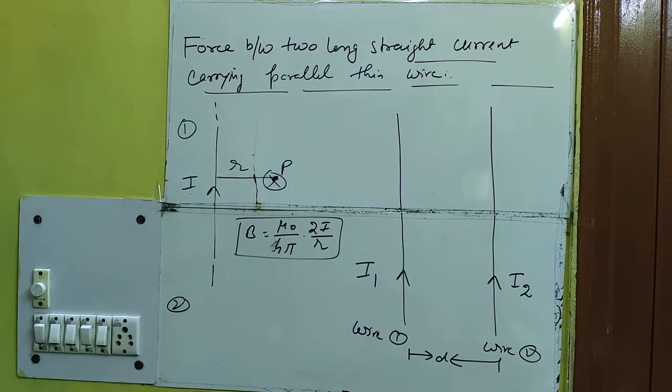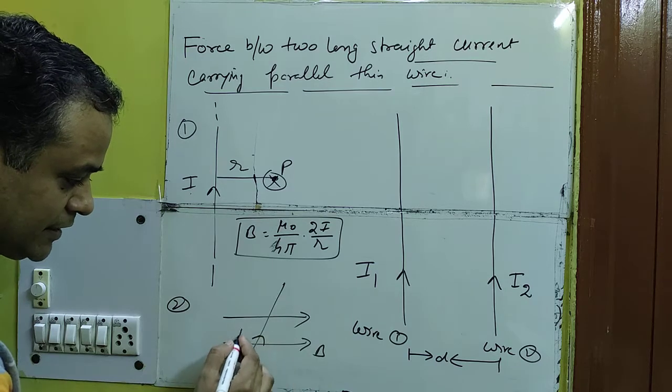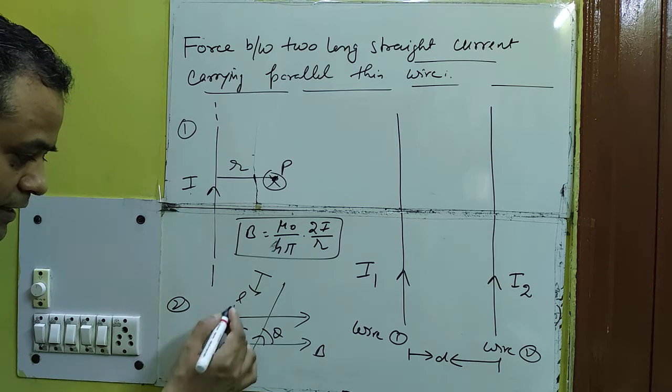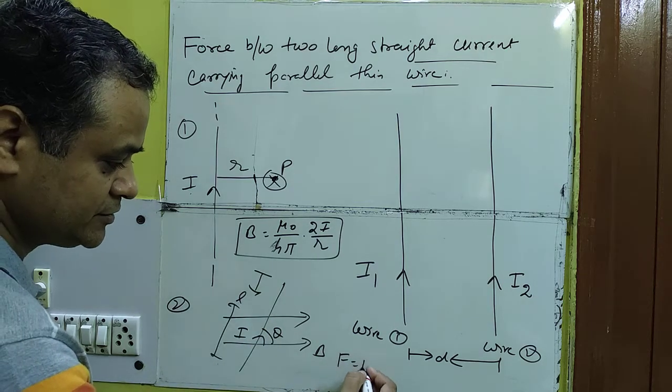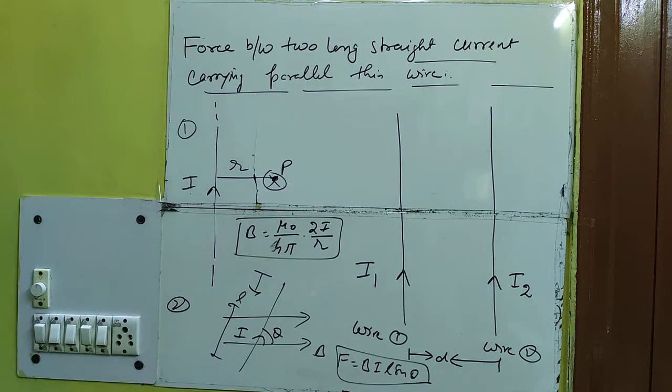Now the second concept we discussed, magnetic force on a wire. If this is a magnetic field and this is a wire carrying current I at an angle theta, the length of the wire is L, then the force acting on this wire is equal to BIL sin theta. There are two concepts: force on a current carrying wire in a magnetic field is BIL sin theta, and the magnetic field produced by a long wire is mu naught upon 4 pi into 2I by r. Now we are going to use these two concepts to find the force between the two long wires.